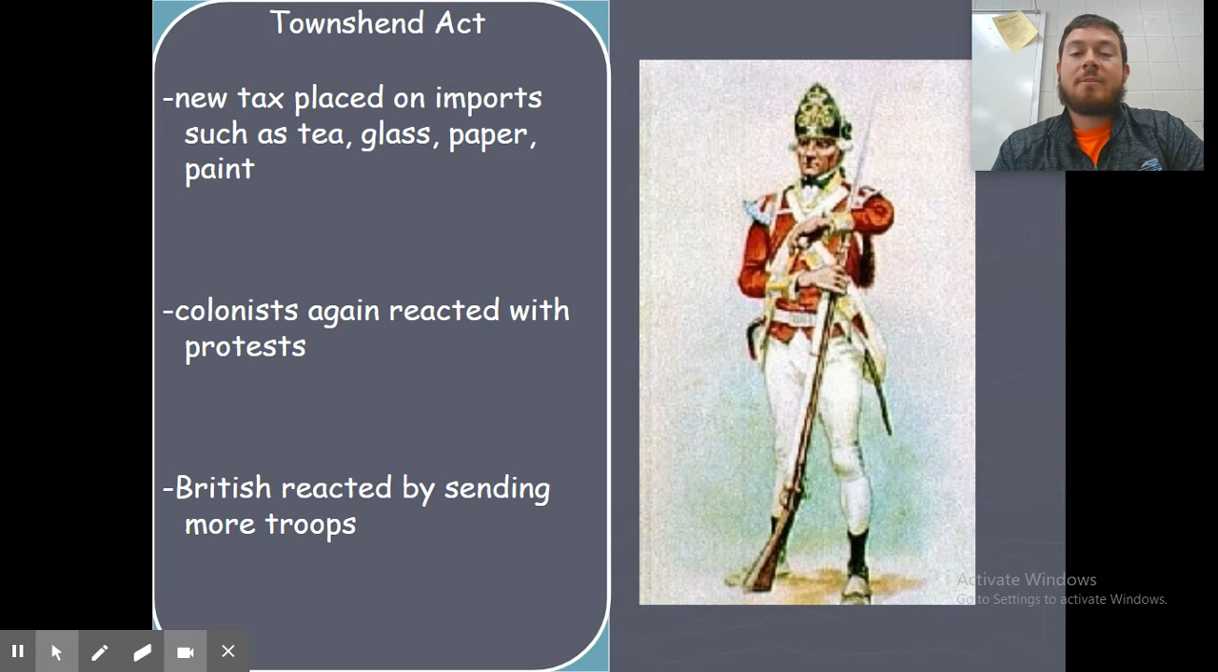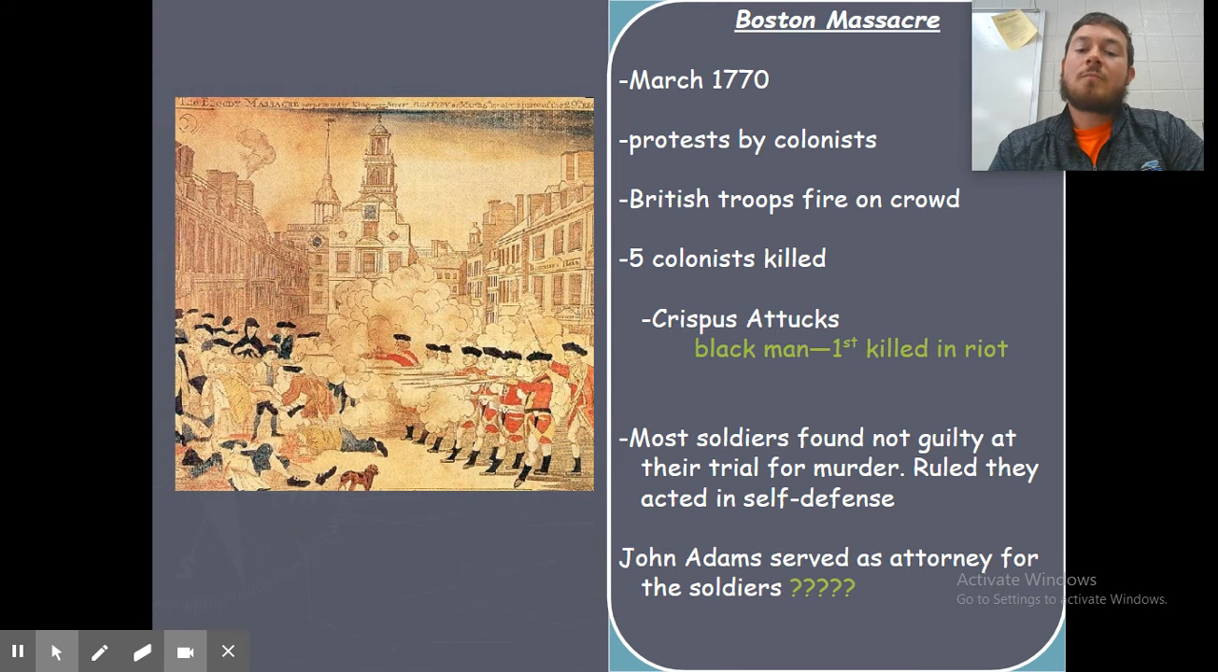After they have the Declaratory Act, they come up with the Townsend Act. The Townsend Act puts a new tax placed on imports such as tea, glass, paper, and paint. Basically, it is the Stamp Act, but in a new package. Okay, same thing. The colonists again reacted with protest. The British reacted by sending even more troops.